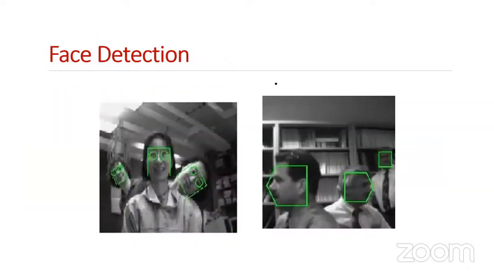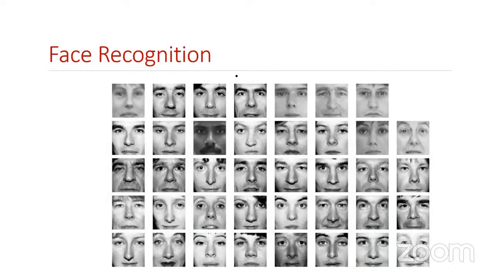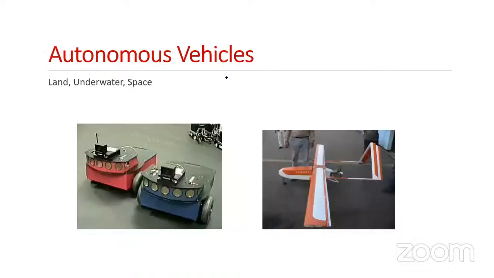And face detection, because when you go for biometrics or identifying people, we can go for face detection by using image processing. This is also one of the important applications. And face recognition, similar to what we discussed in the previous one. And autonomous vehicles, for this also we can go for image processing.